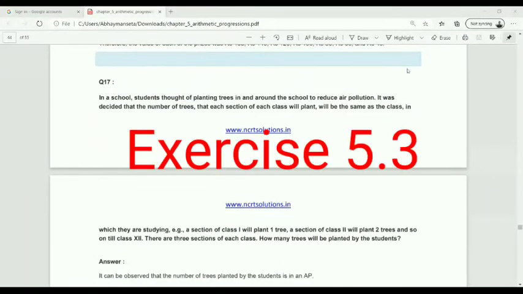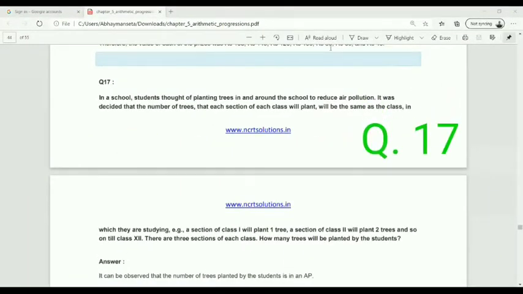Question number 17. In a school, students thought of planting trees in and around the school to reduce air pollution. It was decided that the number of trees that each section of each class will plant will be the same as the class in which they are studying. Example, a section of class 1 will plant one tree.